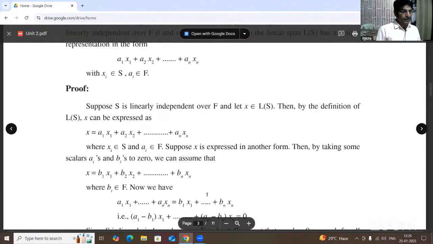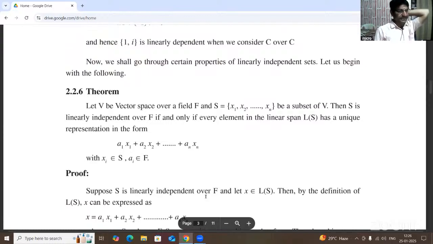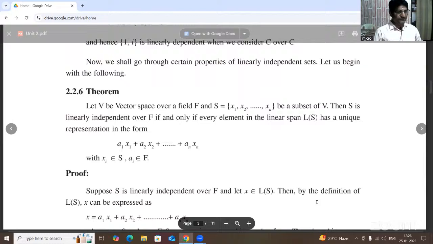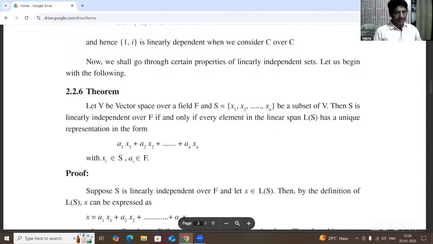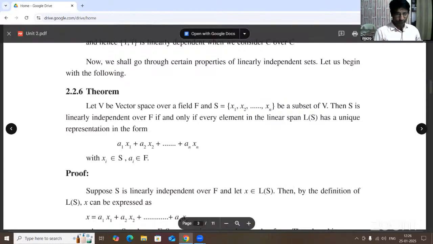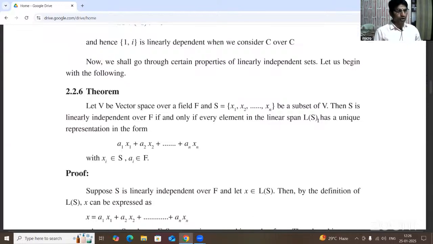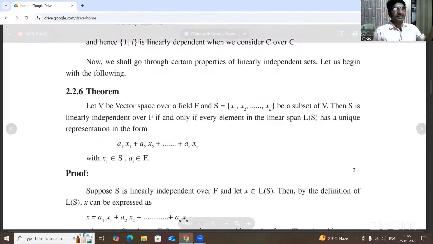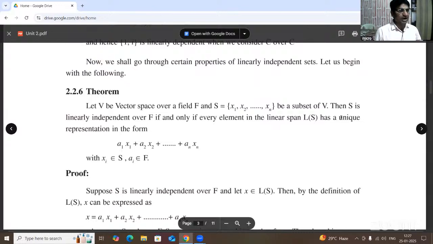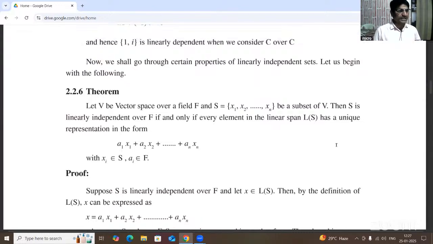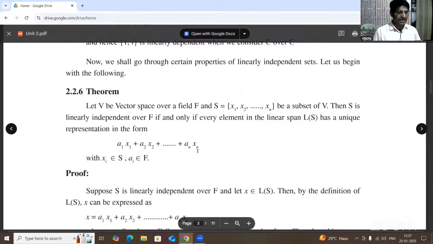Students, please listen carefully. This theorem is about linear independence. Theorem 2.2.6 is one of the important theorems in the final examination. Let V be a vector space over a field F, and let S be a subset of the vector space, S equal to the set {x1, x2, and so on, xn}. Then S is linearly independent over F if and only if every element in the linear span L of S has a unique representation in the form a1 x1 plus a2 x2 plus and so on an xn, where all the xi are elements of the subset and all the ai are field elements.